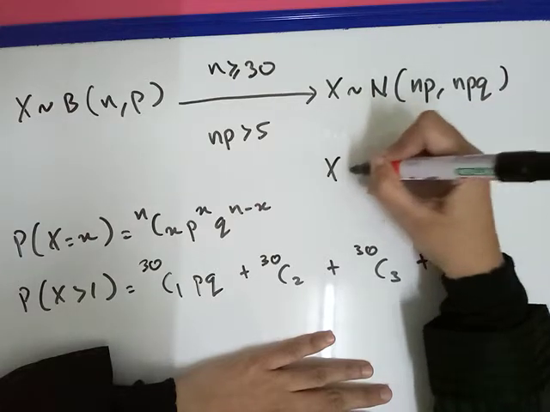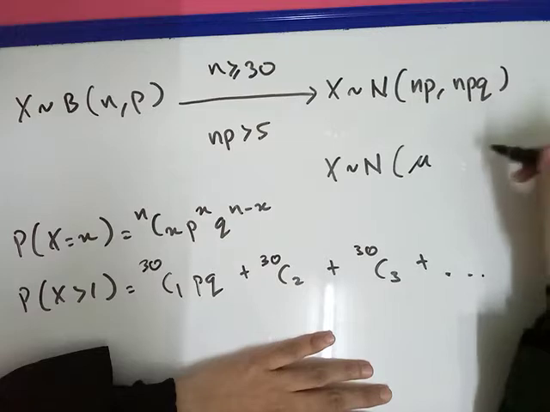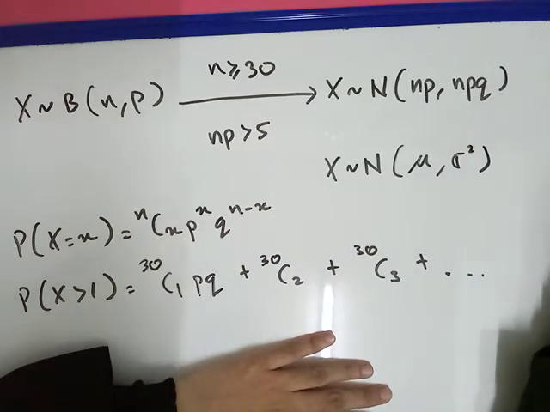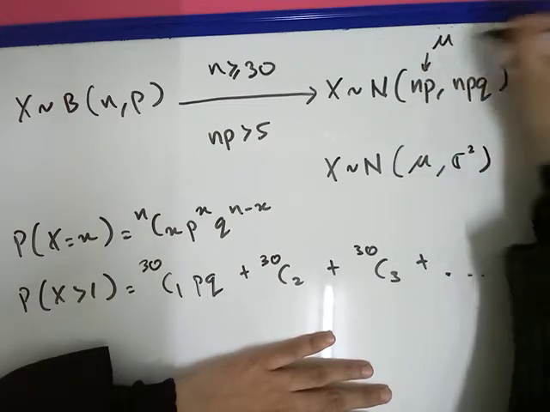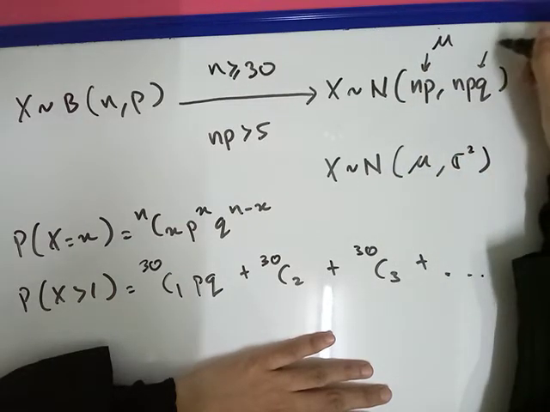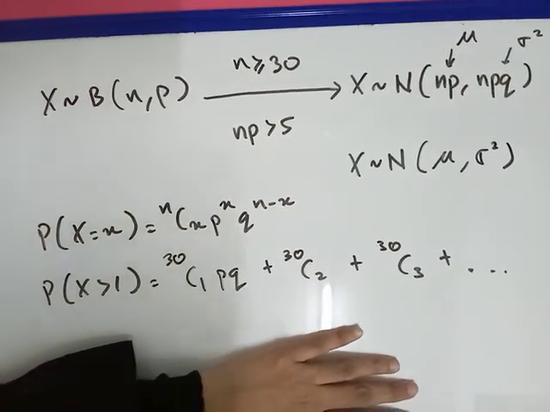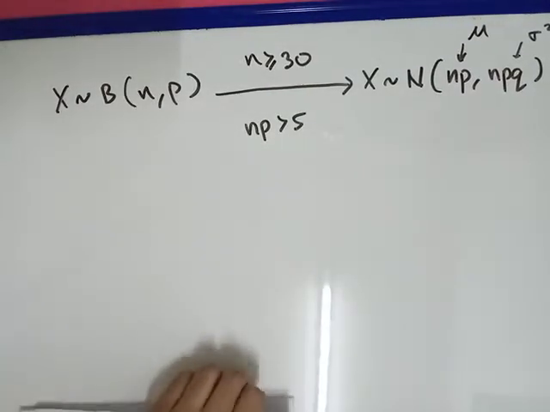We know that X having normal, before this we use mu, okay, mean and variance. So n times p is for mean, n times p times q is for variance. Okay, do you understand? But, okay, look at the bottom part.